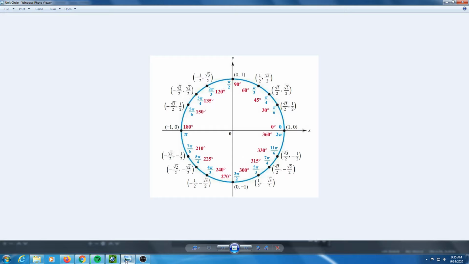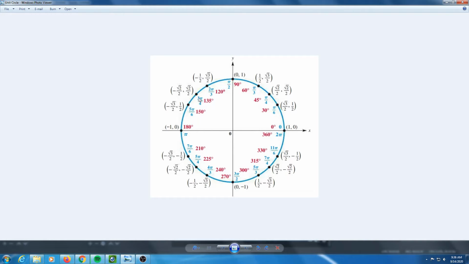So let me show you. I'm going to post this unit circle with this lecture so that you can print it off and have it with you. This is the unit circle, and these are some of the common points on the unit circle and their corresponding angles. So 30 degrees equals pi over 6 radians, and the point on the unit circle that corresponds to that angle is the point (root 3 over 2, 1/2). What that tells you is that sine of 30 degrees is 1/2, and cosine of 30 degrees is root 3 over 2.